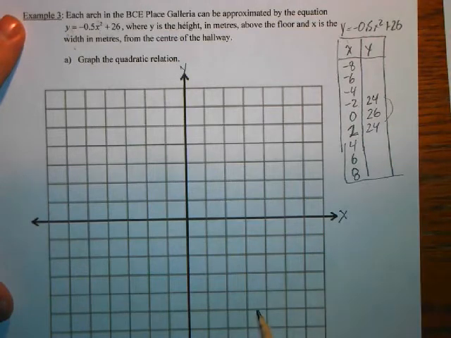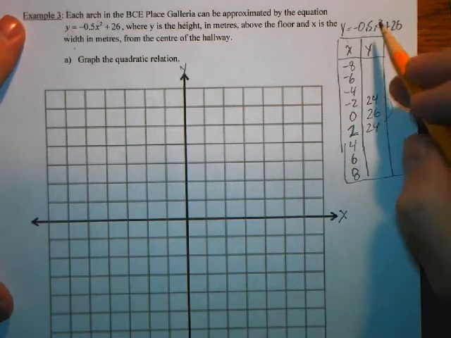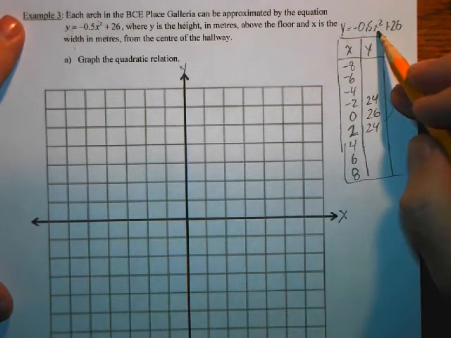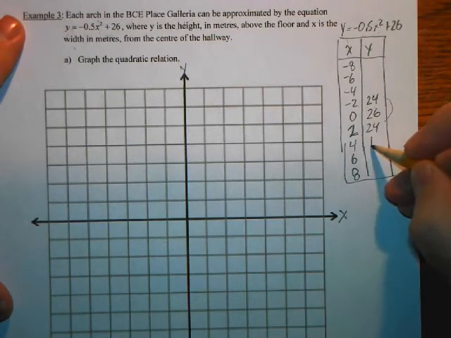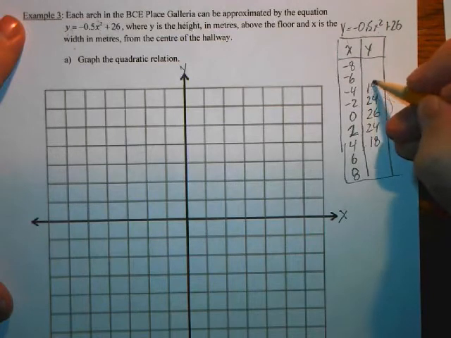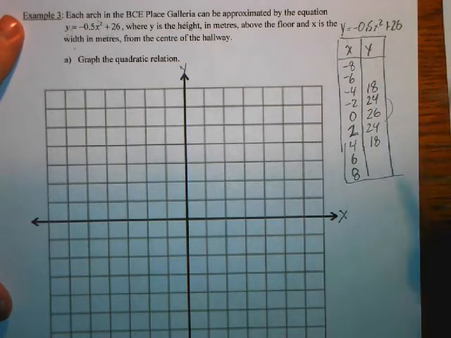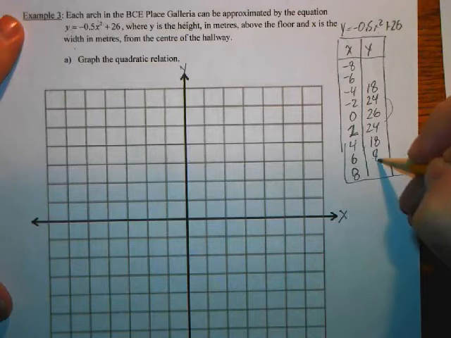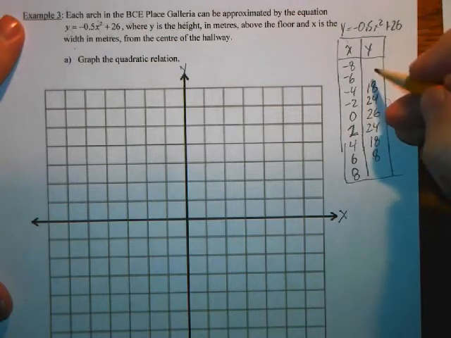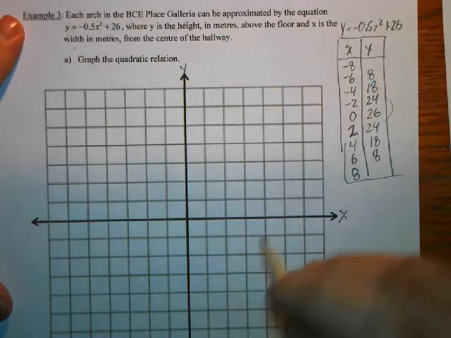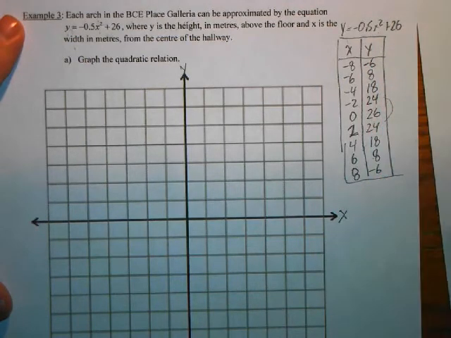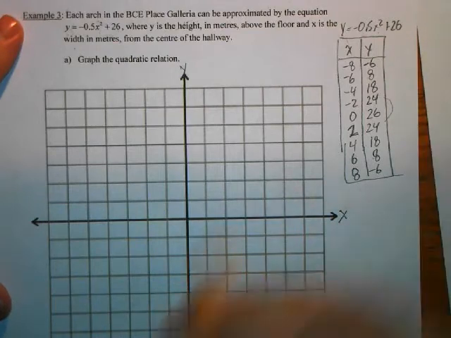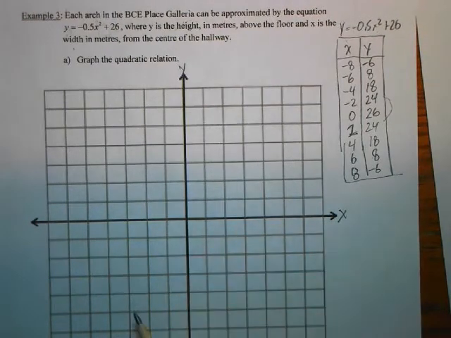Okay, and then if I plug in a 4, 4 squared is 16. -1/2 of 16 is -8. -8 plus 26 is 18. And again, I'm going to get the exact same value for -4. And then for 6, I'll just go to the final answers. I get 8. I also get it for -6. And then for 8, I get -6, and also for -8. So what I can do now is decide on my scale.